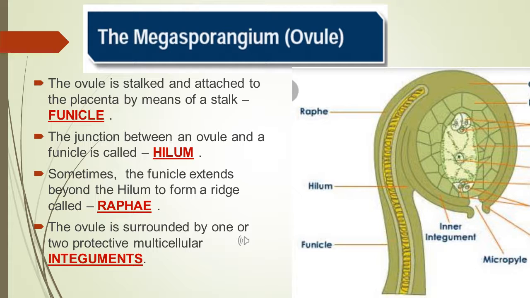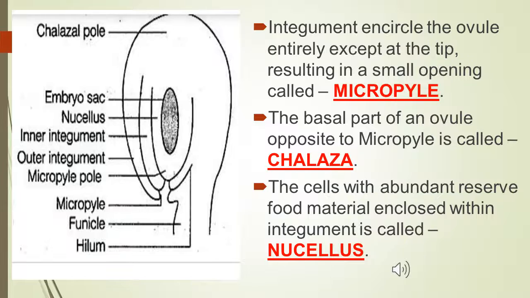The ovule is surrounded by one or two protective coverings called integuments. If there is one integument, the ovule is known as unitegmic, and in the case of two integuments, the ovule is known as a bitegmic ovule. The integuments leave a narrow pore or passage at one end of the ovule. It's known as the micropyle. The chalaza is situated just opposite to the micropyle. After the micropyle and chalaza, the ovule has a central body of tissue with abundant reserve food material, enclosed within the integuments, called the nucellus.